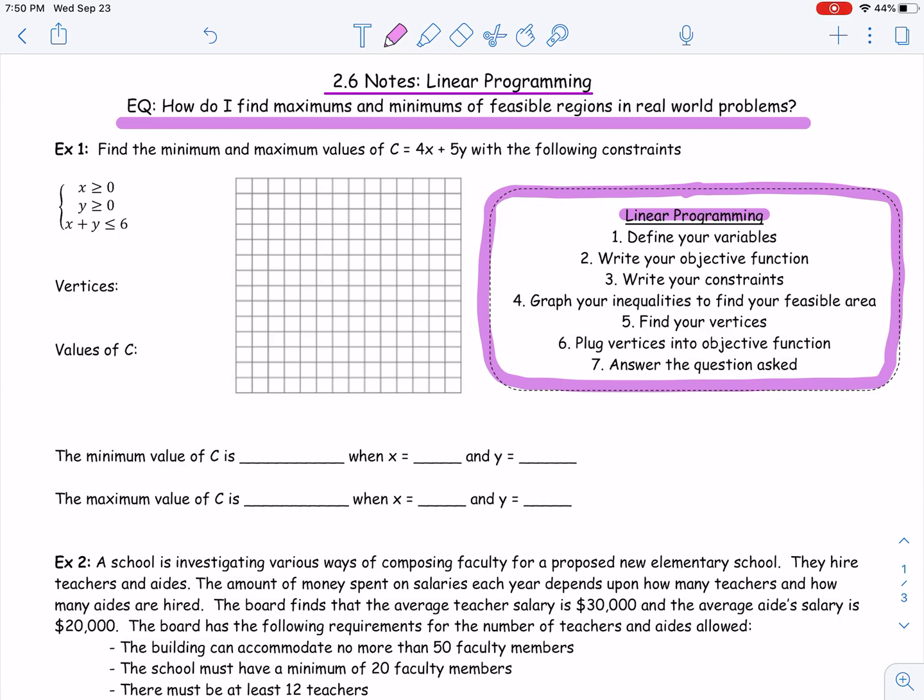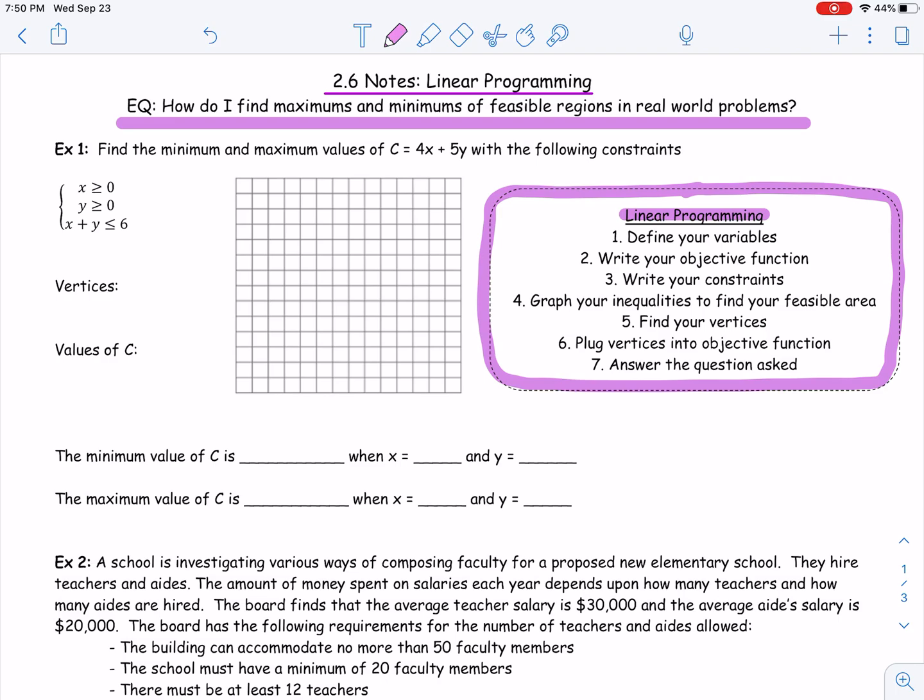Step 3 is that we're going to write our constraints. The constraints are going to translate into our system of inequalities. So constraints being like, maybe the amount of M&Ms that I'm using in the recipe cannot be more than this amount or whatever. So depending on the problem that's given, your constraints will come from there, and that will be your system of inequalities. So if that's my system of inequalities, then obviously the next step is to graph that.